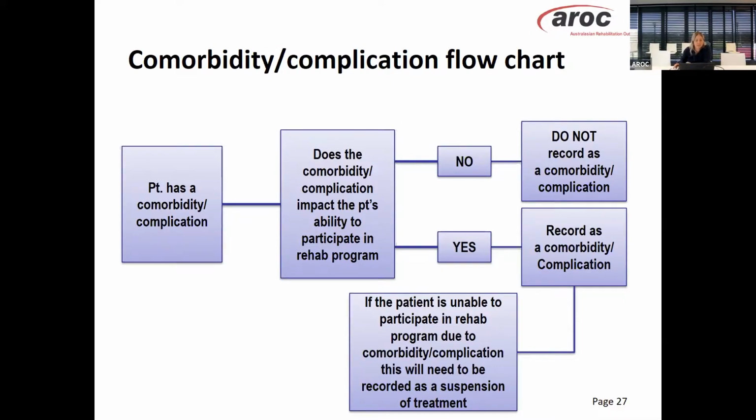If we select no, it doesn't impact, then we do not record it as a comorbidity or complication. If we select that it does impact the patient's ability to participate in rehab, then we do record it as a comorbidity or complication. And if we go down to the bottom here, if the patient is unable to participate in their rehab program due to the comorbidity or complication, we'll need to record it as a suspension of their treatment. So we'll just pause for questions and then we'll move on to suspensions of rehab treatment.